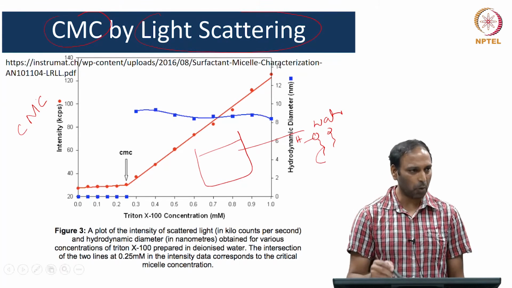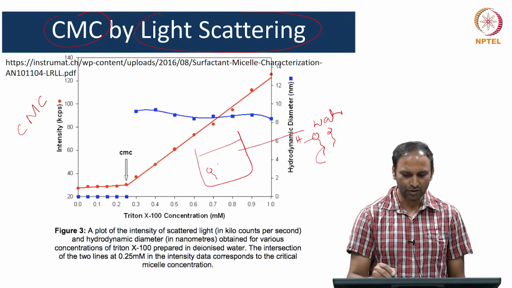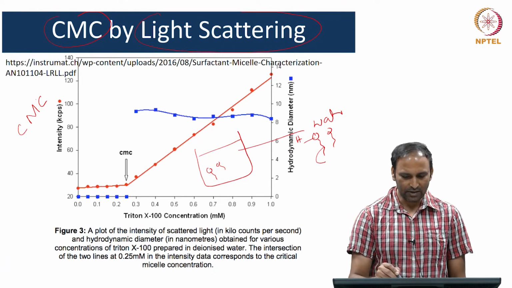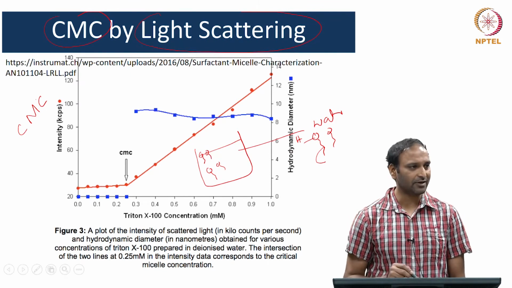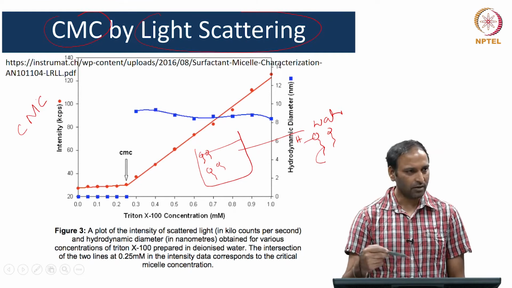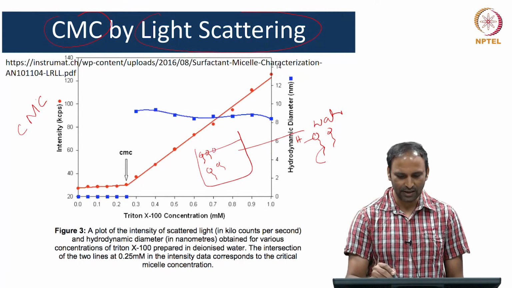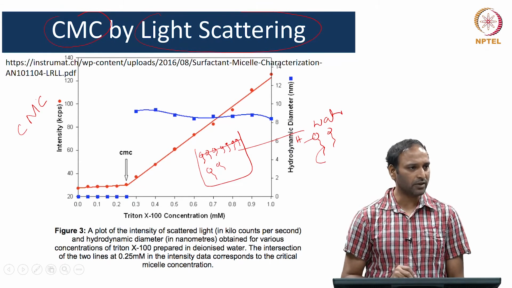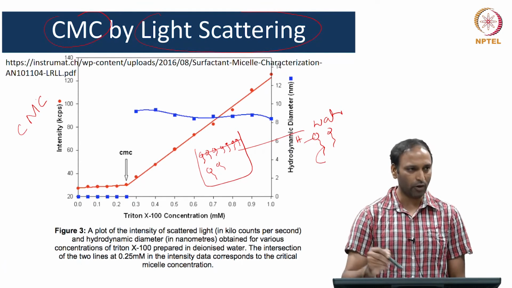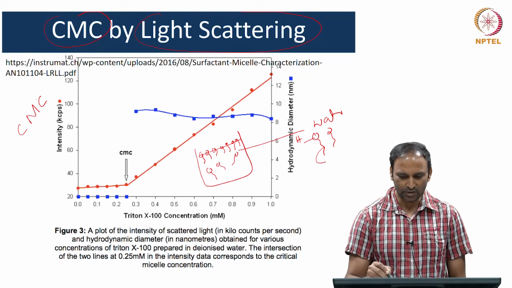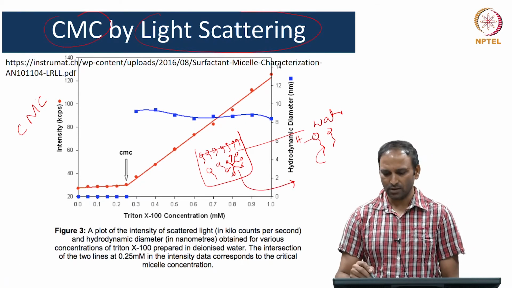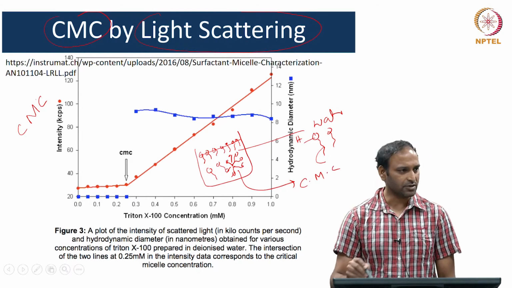The moment I put them in water, initially at low concentration you will have individual surfactant molecules, and then some of them may go to the interface because of the surface active nature. With increase in the concentration you will reach a condition where the interface is completely populated with surfactant, and when you add more surfactant, that is when you get these micelles. That concentration is what is called a critical micellar concentration.